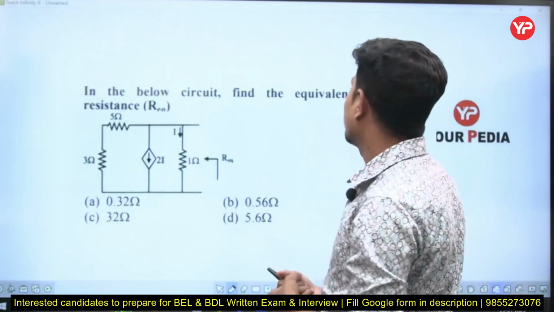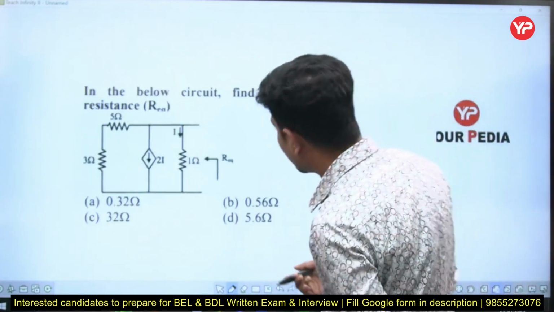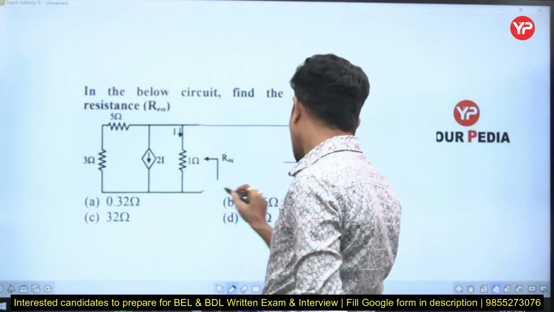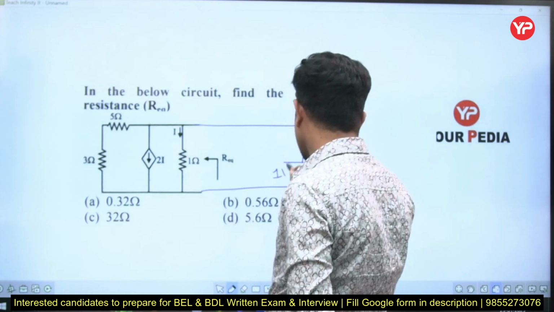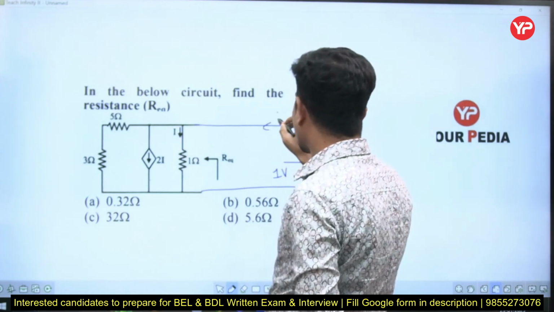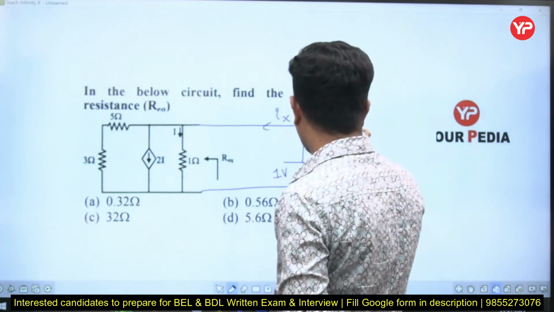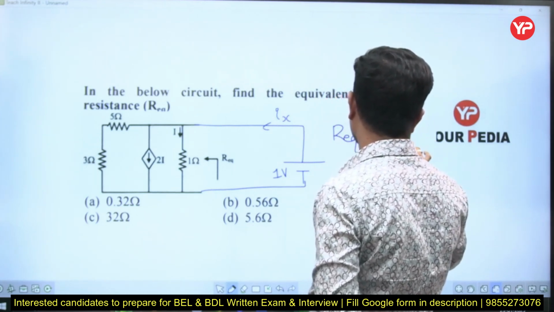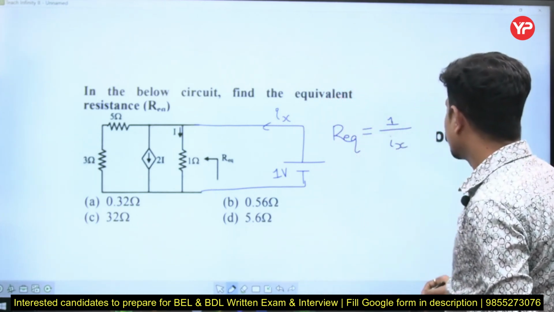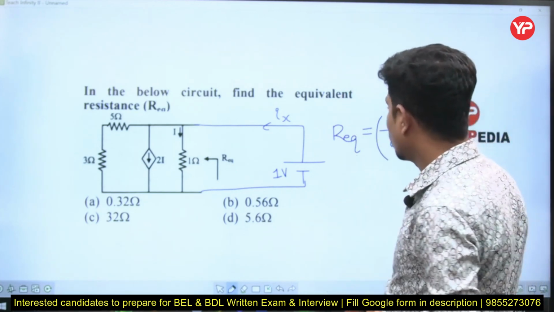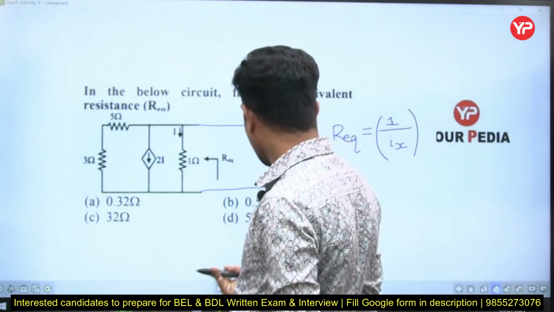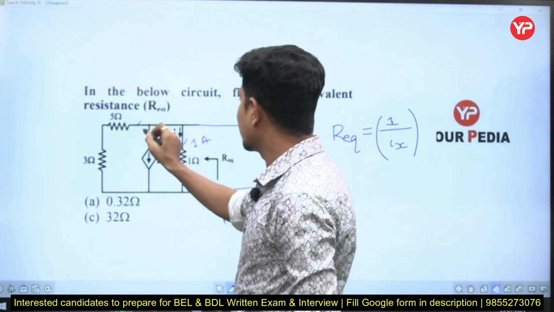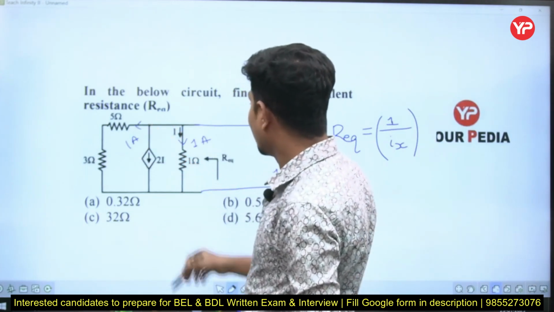Next question, please. In the below circuit, find the equivalent resistance R equivalent. In this kind of case, if no source is given, you connect a 1 volt source. This is 1 volt, and imagine this current as some Ix. Now what is R equivalent? R equivalent is equal to 1 by Ix, since resistance is equal to voltage divided by current. The voltage is 1 volt, current is Ix. If this is 1 volt, this is 1 ohm, this current is 1 ampere. This current is also 1 ampere, right? And this is 2I.